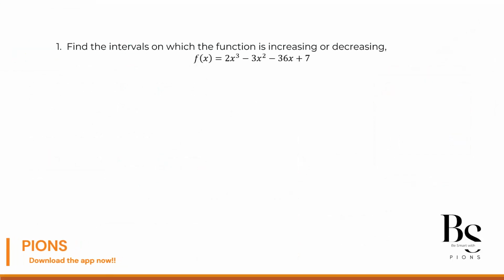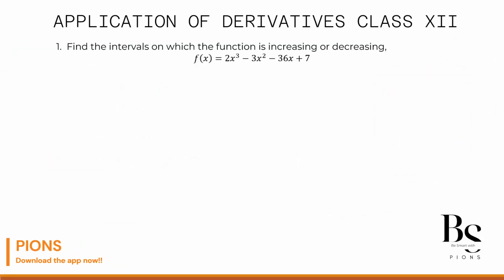Question number 1 says, find the intervals on which the given function is increasing or decreasing. So how do we check whether a given function is increasing or decreasing? There are a few particular steps. First step is to differentiate this function. So let's differentiate this function. So f prime x here will be equal to 6x square minus 6x minus 36.